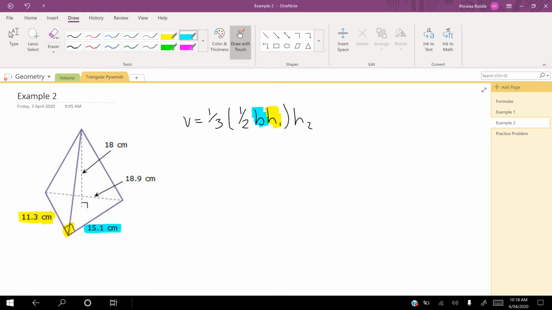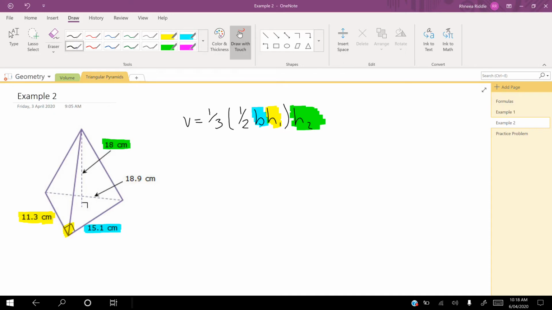So now we have to figure out the height of the entire triangular pyramid, which is a line that goes from the highest point all the way to the base, which is right here. So this 18 centimeters. And this 18.9 centimeters is just here to really throw you off when trying to figure out the base and the height of the triangular base. A lot of bases and a lot of heights, I know. So this height correlates with a green 18 centimeters.